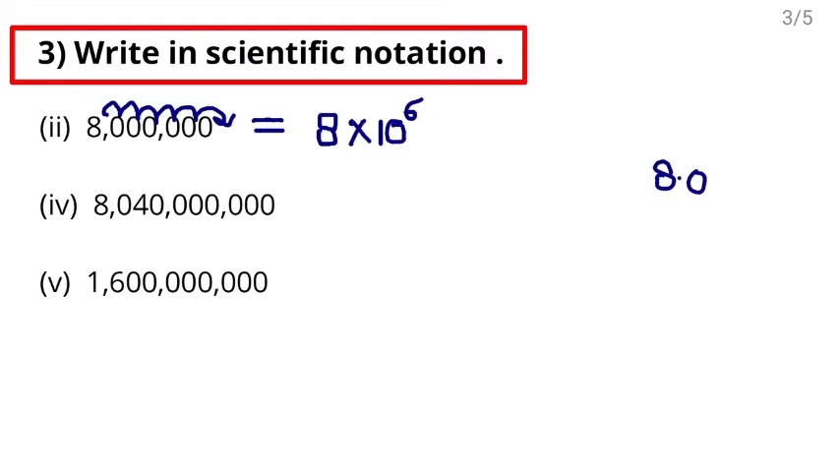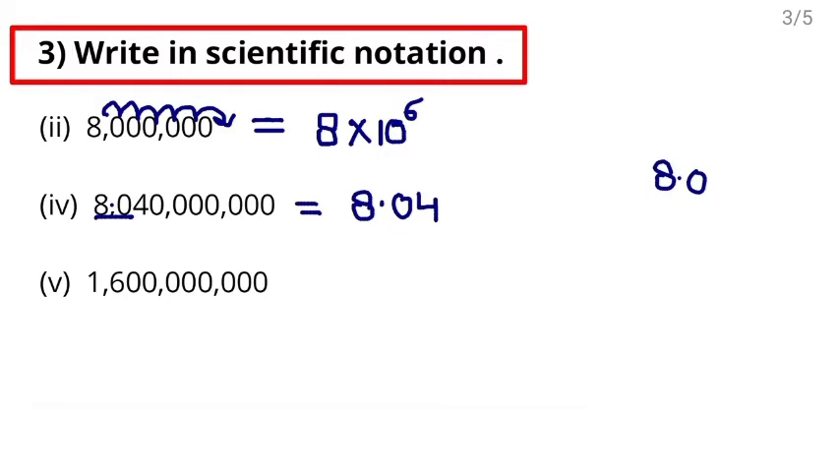Similarly, to write this in scientific notation, you have to put the decimal here. Why? Because the number should be between 1 and 10. If you put the decimal here, it will become 80, which will not work because it should be less than 10. So we are putting the decimal here after 8, giving 8.04. Clear? If we write 0 at the end, it doesn't make any change, so no need to write it.